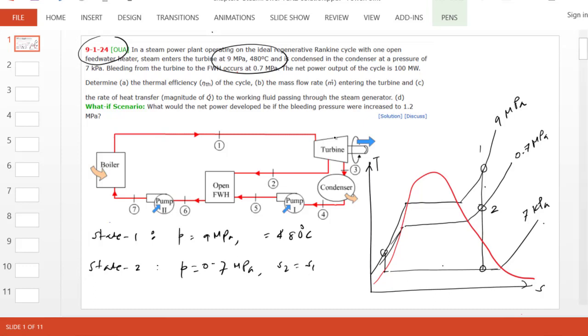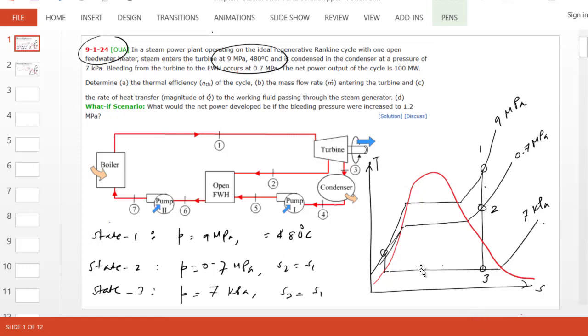And then the steam keeps expanding in the turbine, and in the condenser, the pressure, the state is state 3. So at state 3, we know not only the pressure, which is 7 kPa, we also know the entropy as same as state 1.